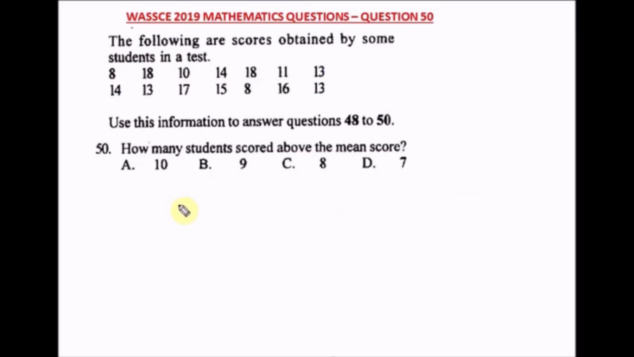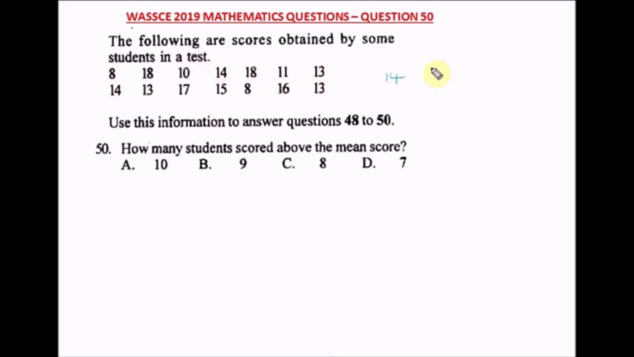Question 50 of the WASSCE 2019 Mathematics Past Question. That's your WAEC 2019 Past Question. It says, we're still on this data set. It says how many students scored above the mean score? Okay, for the mean score, first of all we have to find the mean, and the mean is the total summation of these numbers divided by the number of data we have, and the number of data we have, which we've counted, is what? 14. And what's the summation of all these numbers?